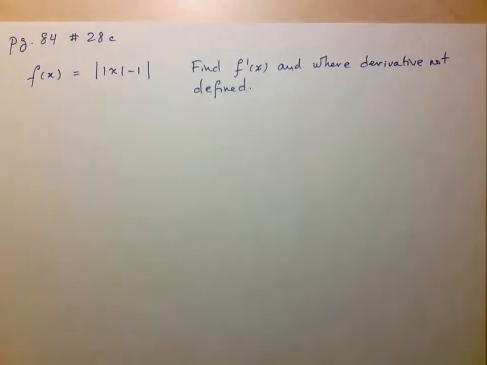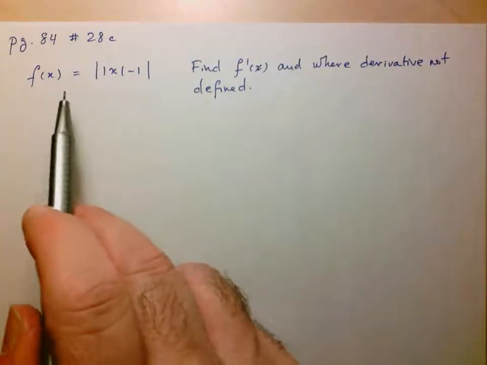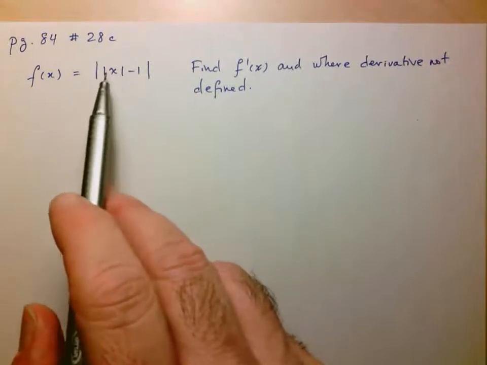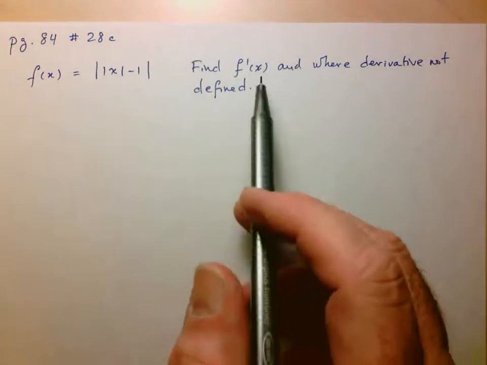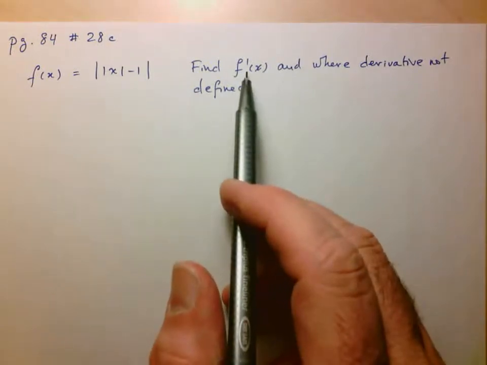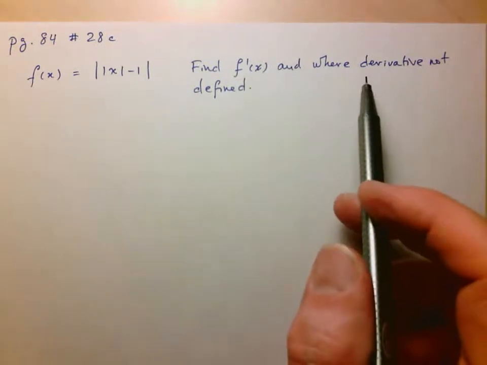Hi folks, this is 28C on page 84. They give us this function here which has an absolute value inside an absolute value. So first time we're seeing this, and they're asking us to determine an expression for the derivative of the function and where the derivative is not defined.